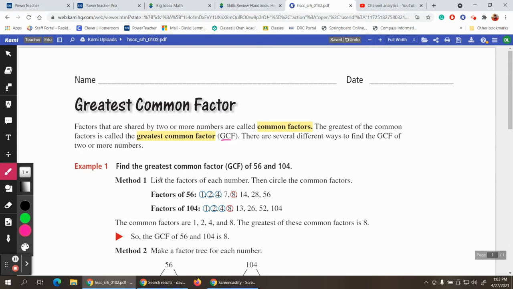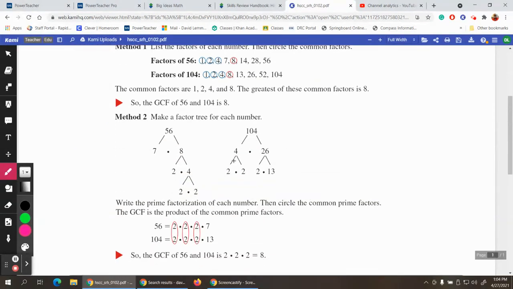The first method is to list the factors of each number and then find the greatest. This one right here, 8 and 8, that's the greatest. Or you can create a factor tree, just like we did last time. List all your factors out. With prime factorization, you have 2, 2, 2, and a 7, and 2 times 2 times 2 and 13. And they share the 2's.